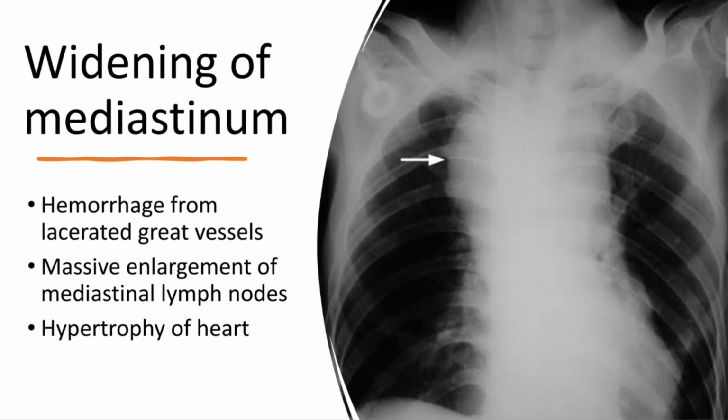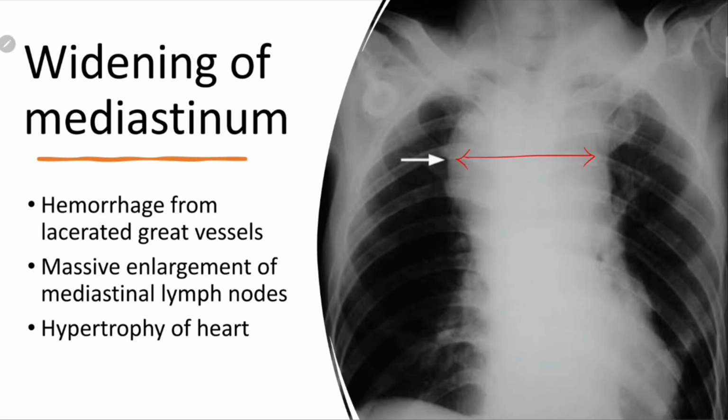Next is widening of the mediastinum. Mediastinal syndrome was compression of the mediastinum, and widening of the mediastinum is quite opposite of it. Now it is often observed in chest radiographs. It occurs due to a number of reasons like hemorrhage from the lacerated great vessels like aorta and SVC following trauma, for example head-on collision. So here you can see this is widening of the mediastinum.